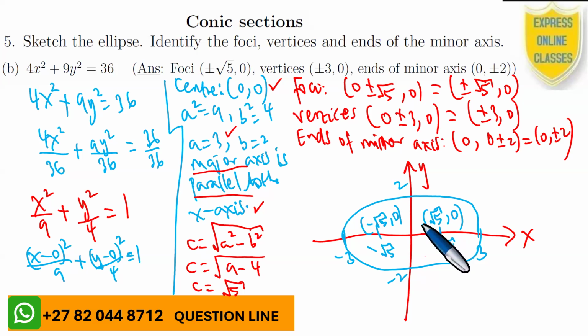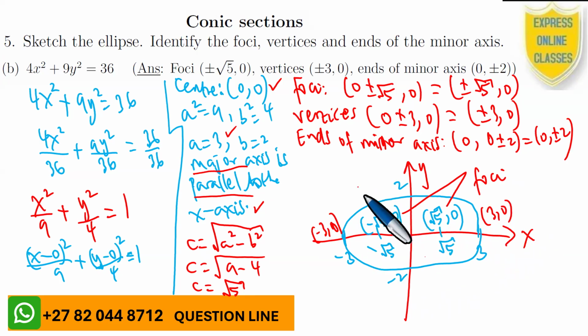So we continue. Right, so this is exactly what you're going to have. In other words, these things here are the foci. The vertices are there, minus 3, 0 and 3, 0. The minor axis, 0, 2 and 0, minus 2.